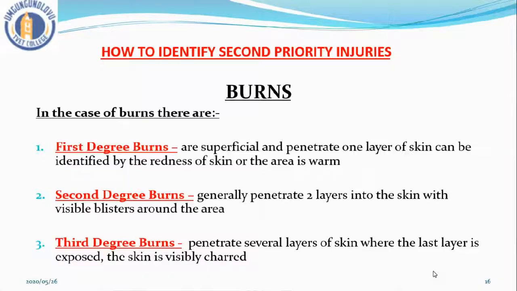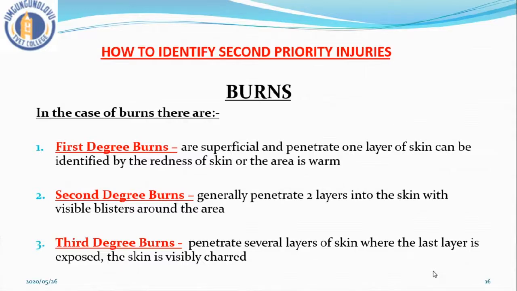How to identify second priority injuries? Burns. In the case of burns, there are first degree burns, second degree burns, and third degree burns. First degree burns are superficial and penetrate one layer of skin and can be identified by the redness of the skin, or the area that is burnt is warm.